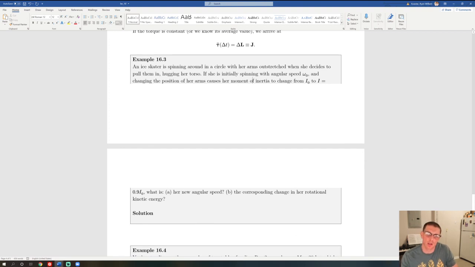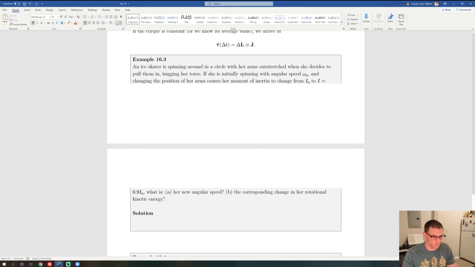So let's look at an example of what we saw in the first video. Now, this is very general. I didn't put any numbers in except for 0.9, but I think we'll still be able to do a lot with this. An ice skater is spinning around in a circle with her arms outstretched when she decides to pull them in, hugging her torso, much like he did with the dumbbells. If she is initially spinning with angular speed omega naught, and changing the position of her arms causes her moment of inertia to change from I naught to I, which is 0.9 times I naught, what is her new angular speed and the corresponding change in her rotational kinetic energy?